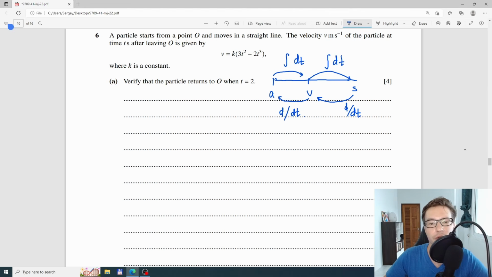Now, we're given the formula for the velocity. And when I say that we have to verify that the particle returns to O, that means we'll have to find a coordinate of that particle. So that means we'll have to integrate the velocity. So I'll say s equals the integral of v dt. Let's substitute v in the integral. Now, k is constant, so let's move it out of the integral.